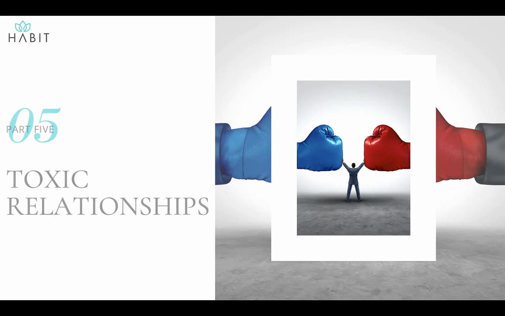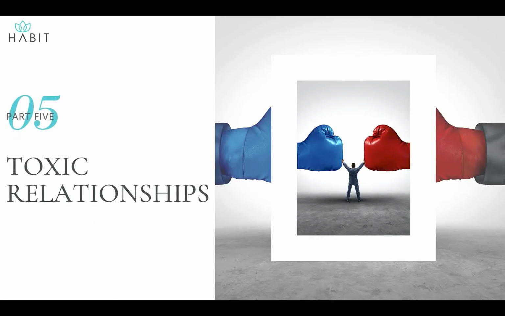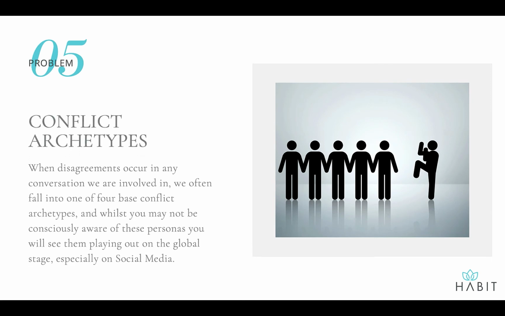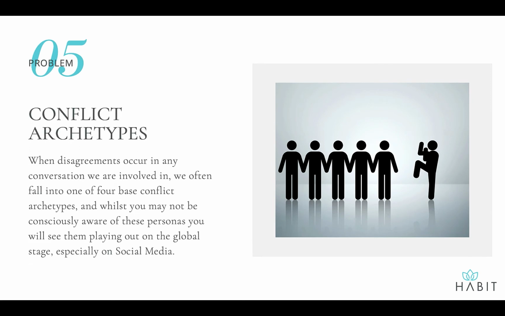We can often get stuck in this kind of cyclical pattern, and this is why many people are stuck in toxic relationships. Now, this doesn't need to be on a romantic level. It can happen within families, friendships, and also working relationships as well. When disagreements occur in any conversation we are involved in, we can often fall into one of 4 base conflict archetypes. And whilst you may not be consciously aware of these personas, you will have seen them playing out on the global stage, especially on social media.